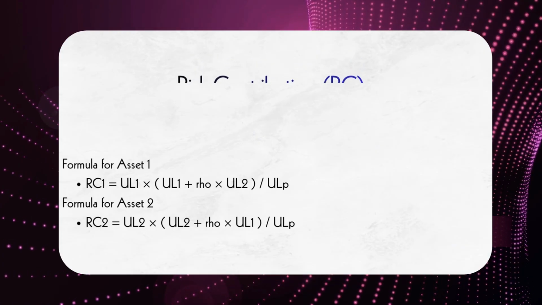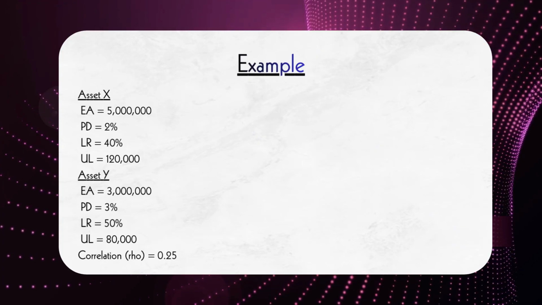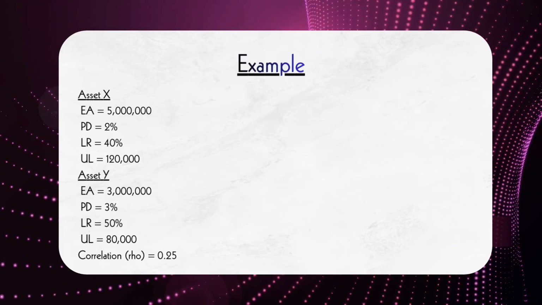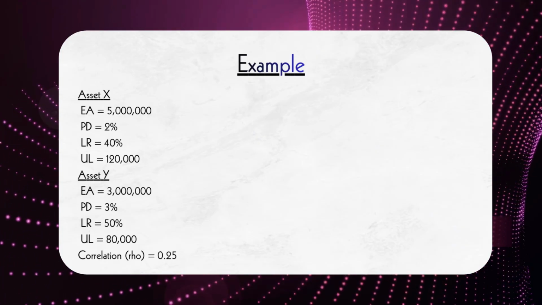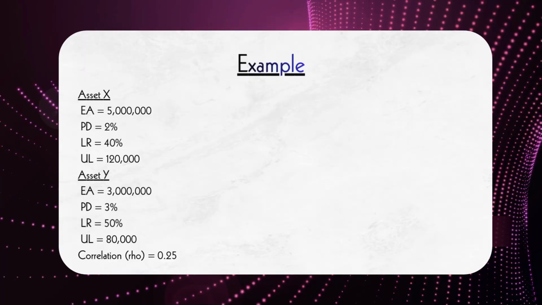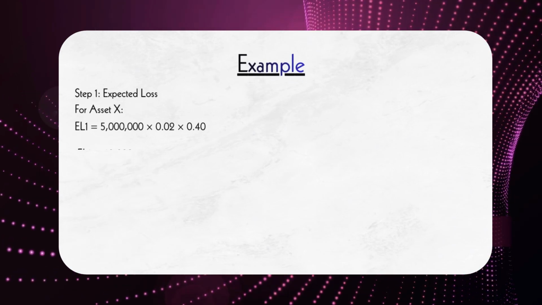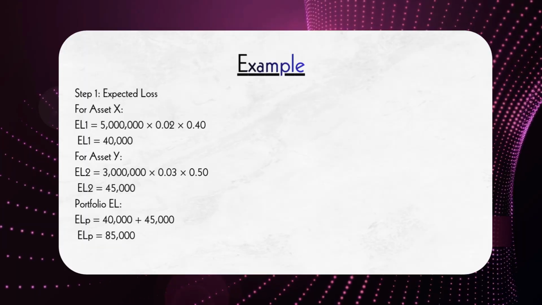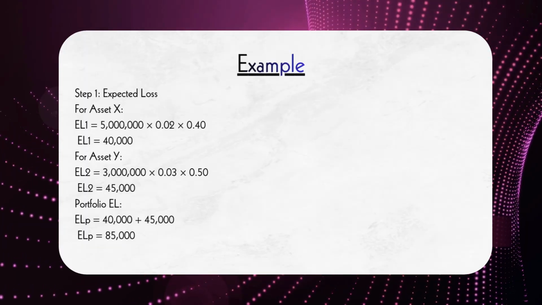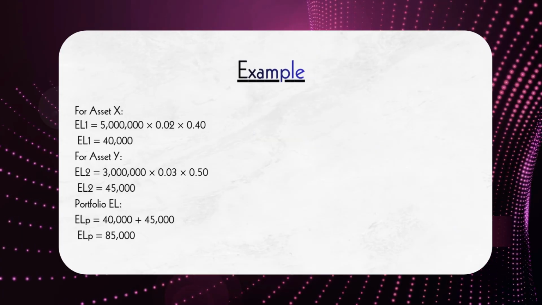Now let's quickly understand with a simple example. Suppose asset X has exposure of 5 million, probability of default 2%, and loss rate 40%. Asset Y has exposure of 3 million, probability of default 3%, and loss rate 50%. The expected loss of asset X becomes 40,000 and that of asset Y becomes 45,000. So total portfolio expected loss is 85,000.